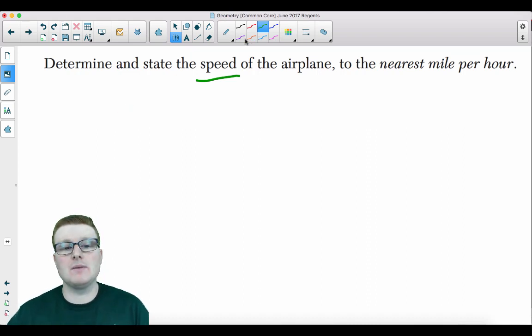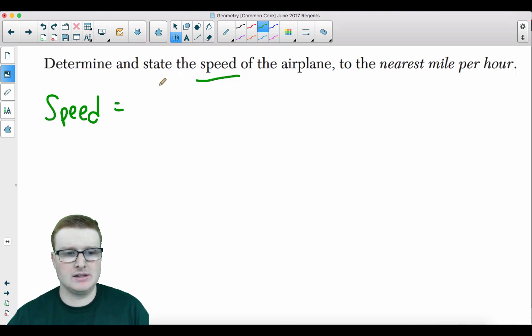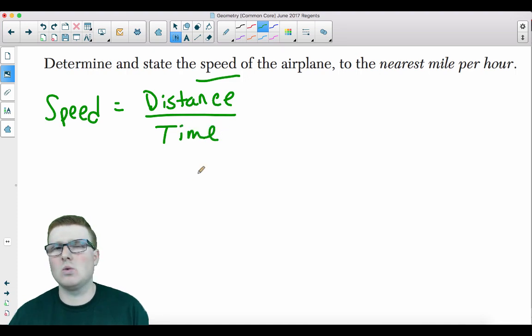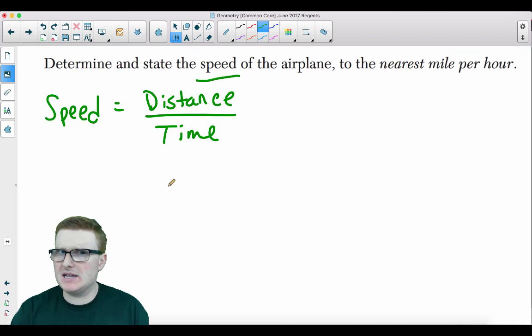So determine and state the speed of the airplane. You should know from Algebra 1 that speed is equal to distance over time. Now, if you're thinking, Trev, I thought it was the change in distance over the change in time, you're thinking of average speed. Speed is just distance over time.